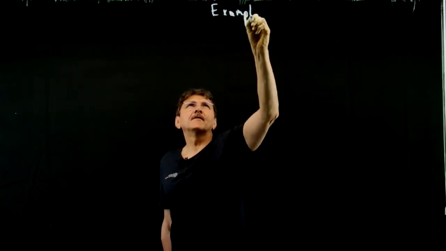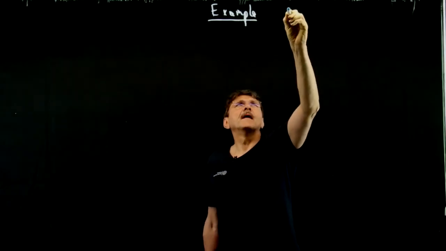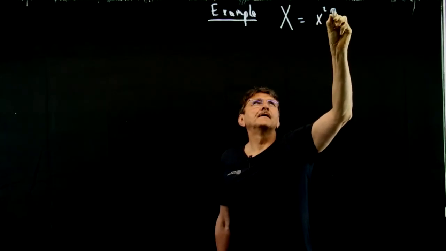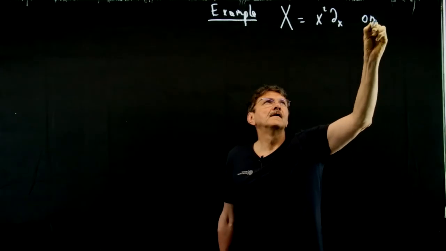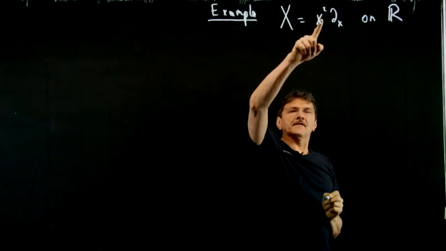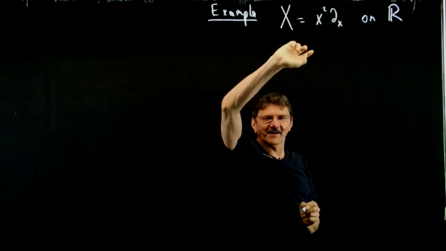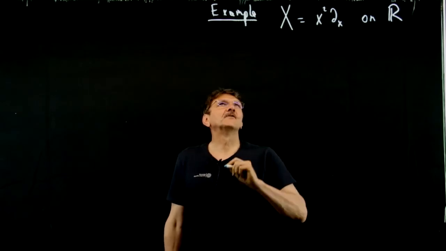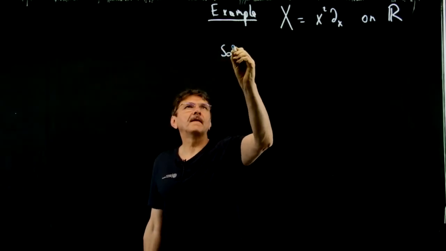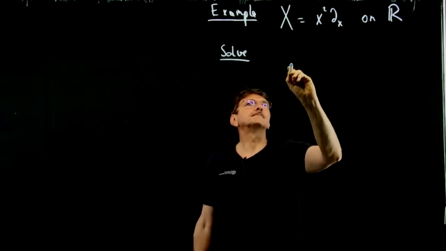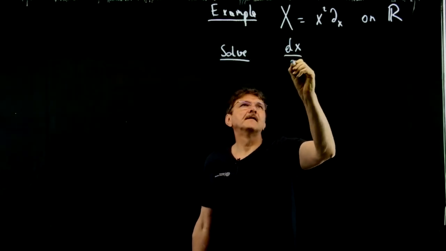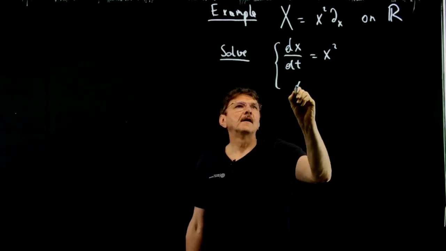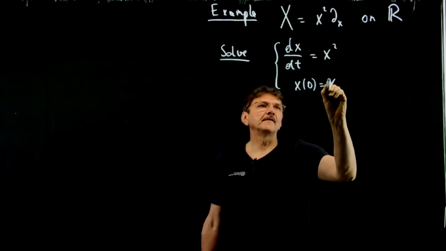So we're going to take the vector field X is x squared d/dx, so on R. So there's only one coordinate. So this two here is a square, not the second coordinate, right? So we have to solve dx over dt is equal to x squared, with x of zero is x zero.